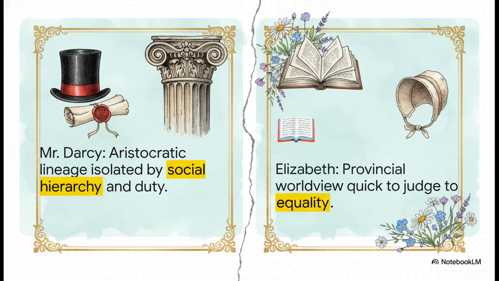Because of his wealth, he can afford his perfect pride. Elizabeth, on the other hand, comes from a provincial worldview with constant economic instability. Her perfect prejudice is actually a high-spirited defense mechanism. Because she lacks high social standing, she uses really quick judgments to assert her own intellectual equality. They represent two hemispheres of the human mind, completely isolated by their respective flaws.